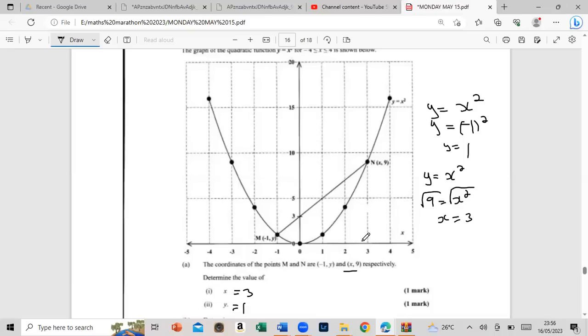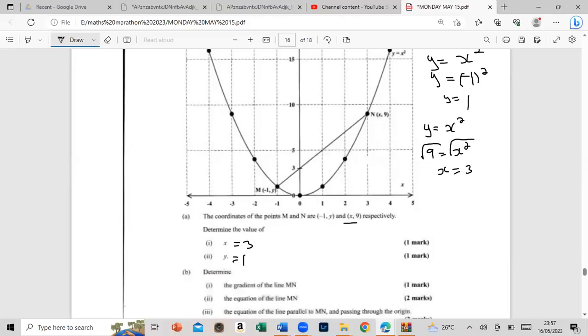It's actually there on the row. Now for this one, it's above it, so you can see 1 between. That is worth 1 mark. So we know the values now. Let me see what happens first. It says determine the gradient of MN. Determine the gradient of MN.